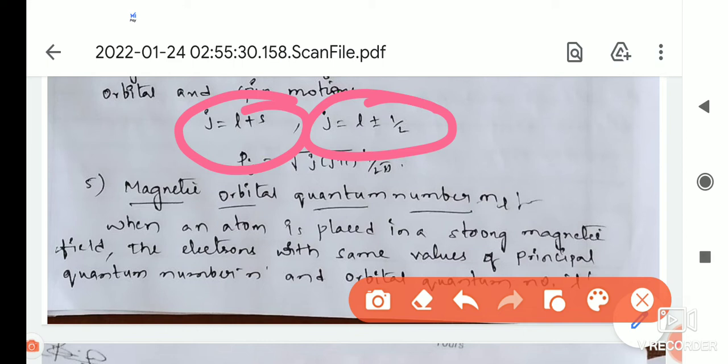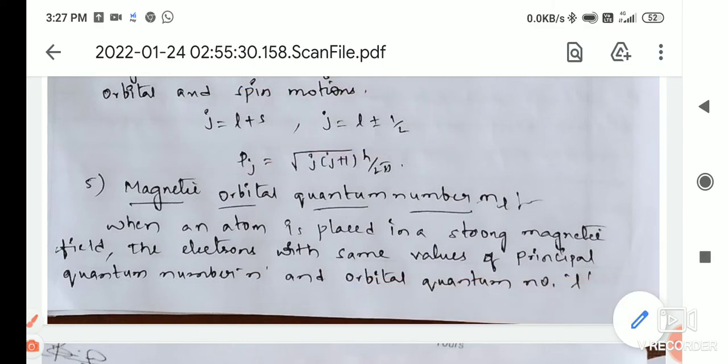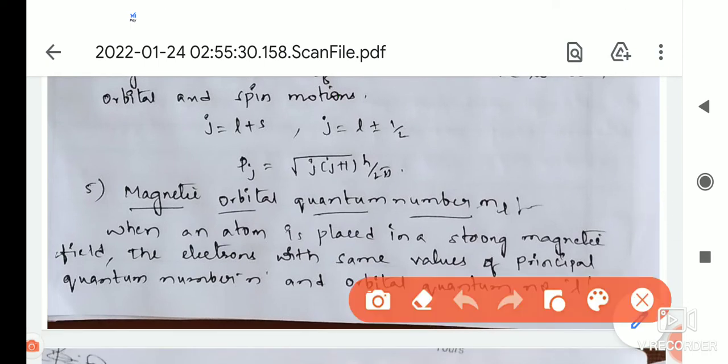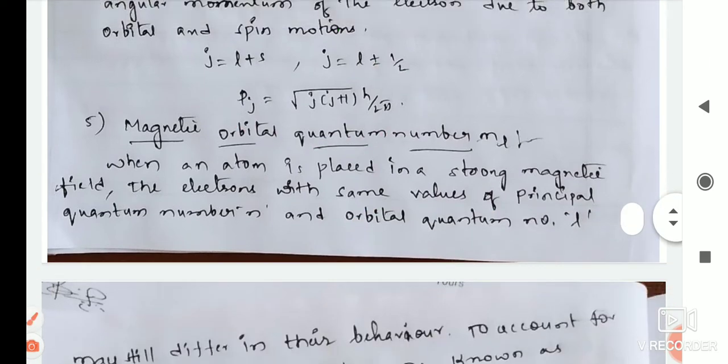Like that we explain the concept of total angular momentum J, and its momentum is represented by Pj is equal to under root J into J plus 1 h by 2 pi. Next we have magnetic orbital quantum number ML.